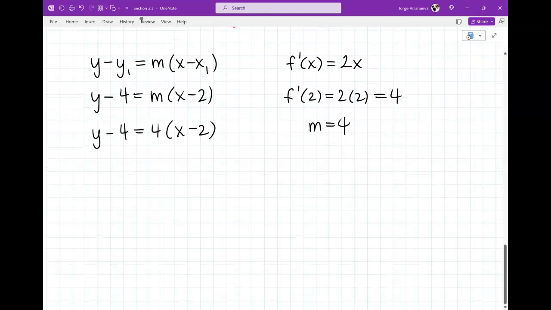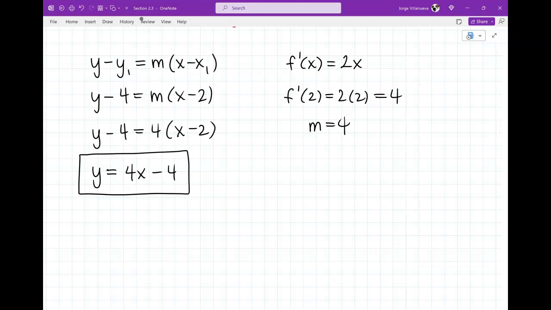There's my equation. Now a lot of times they want you to write it where you solve for y, so let's do that. Y is equal to 4x, that'd be minus 8 plus 4, so it'd be minus 4. So there's your answer.